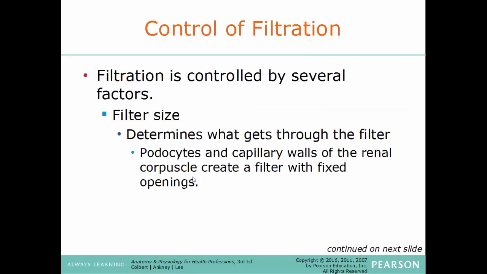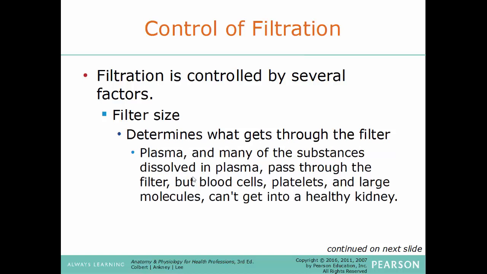Right now, I'll talk about the control of filtration. Filtration is controlled by several factors. First one is filter size. This will determine what gets through the filter. Podocytes and capillary walls of the renal corpuscle create a filter with a very fixed set of openings. Plasma and many other substances that are dissolved in blood plasma pass through the filter with no problem, but blood cells, platelets, and large molecules can't get into a healthy kidney. They're just too big. They don't fit through the holes of the filter.